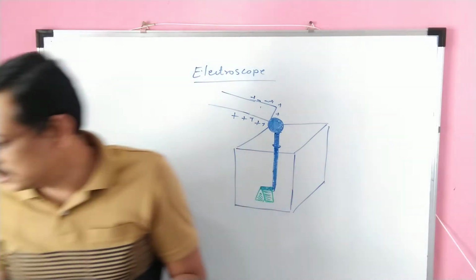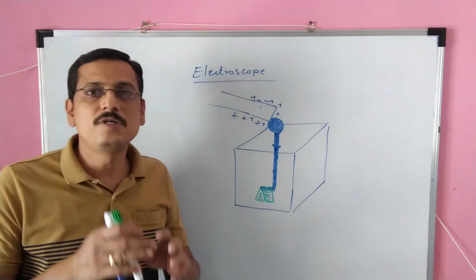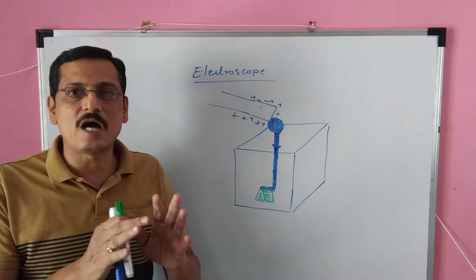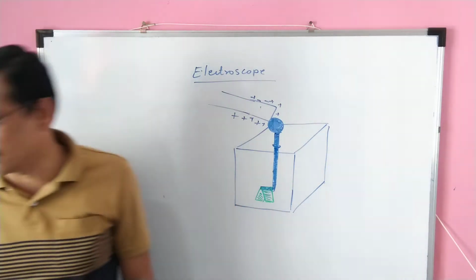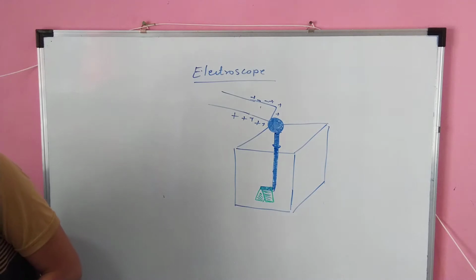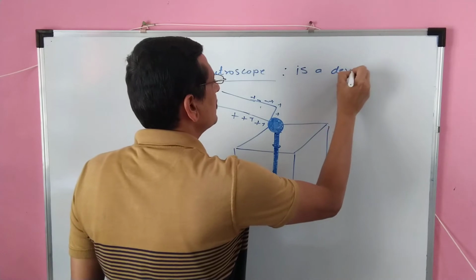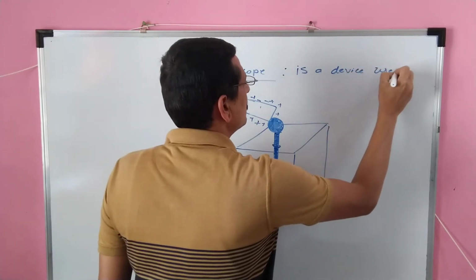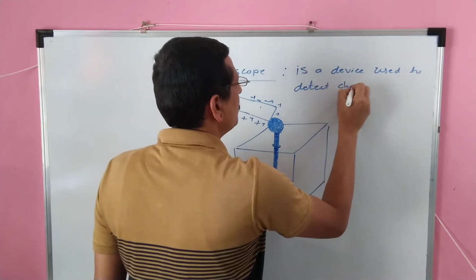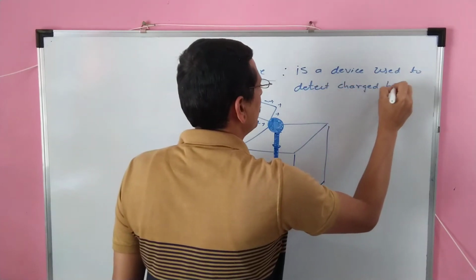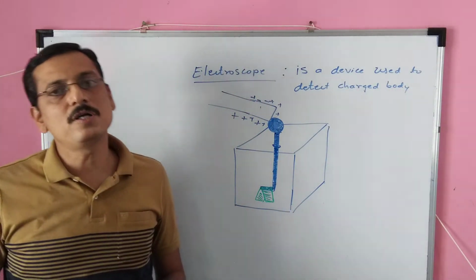Okay students, so this is the use of the electroscope. It is used to detect whether the body is charged or not. What type of charges are present, that we cannot easily find out using this. So the electroscope is a device used to detect a charged body. Whether a given body is charged or not, that we can detect.